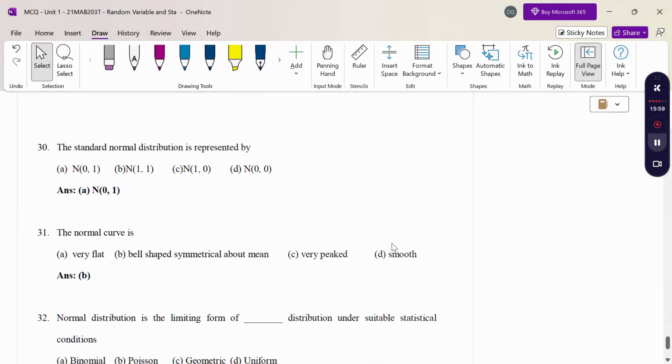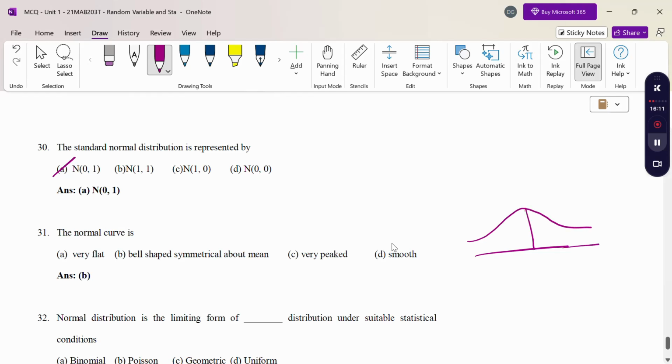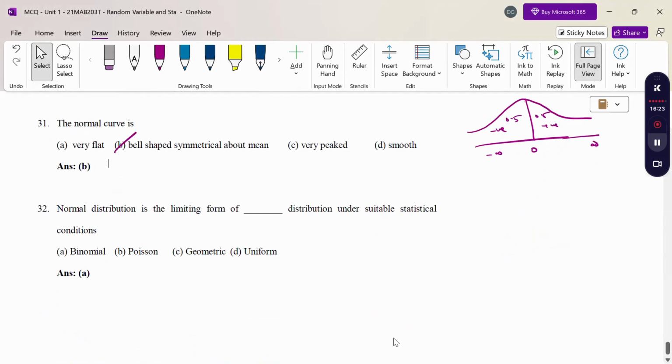And the standard normal distribution is represented as N(0, 1). The normal curve is a bell-shaped curve, with a negative side and a positive side, 0.5 on each, symmetrical about the mean. The normal distribution is the limiting form of the binomial distribution under suitable conditions. So that is the binomial distribution. Thank you.